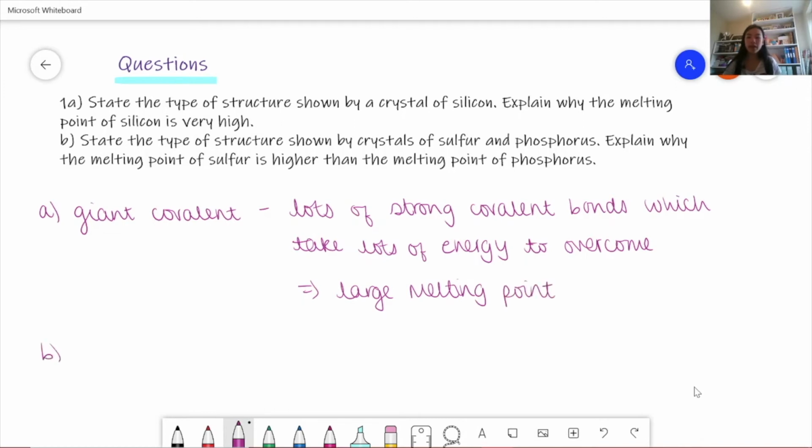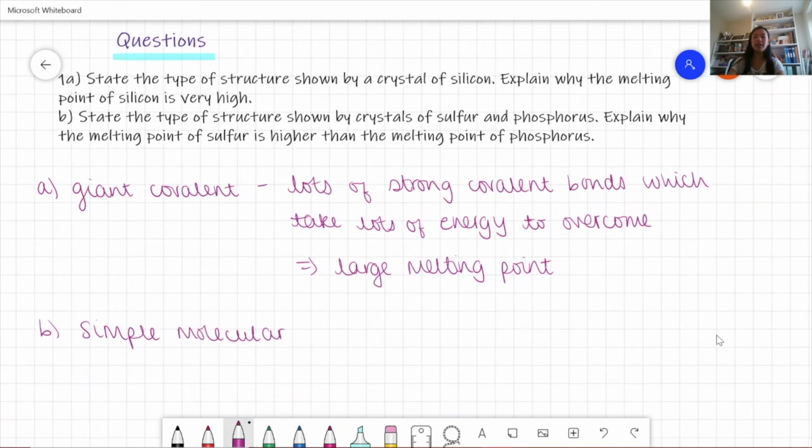And then for B, state the type of structure shown by crystals of sulfur and phosphorus and explain why the melting point of sulfur is higher than the melting point of phosphorus. So sulfur and phosphorus are both nonmetals, but they don't form giant structures. So they are simple molecular structures. And so that means that they have very, very low melting points compared to the giant covalent structure of silicon.